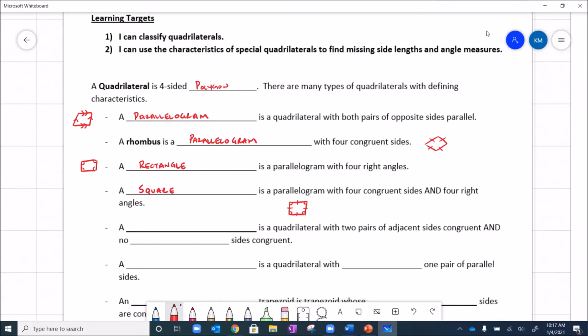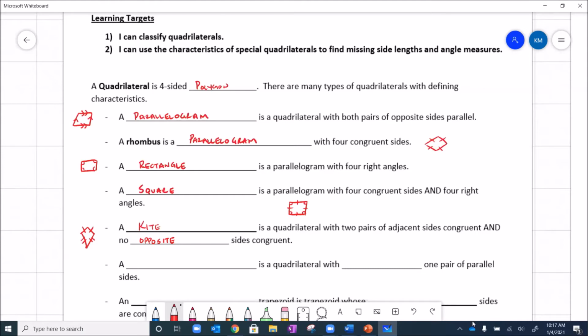Okay. A kite is a quadrilateral with two pairs of adjacent sides congruent and no opposite sides congruent. Okay, so visually a kite, adjacent sides congruent, and notice that the opposite sides are not congruent.